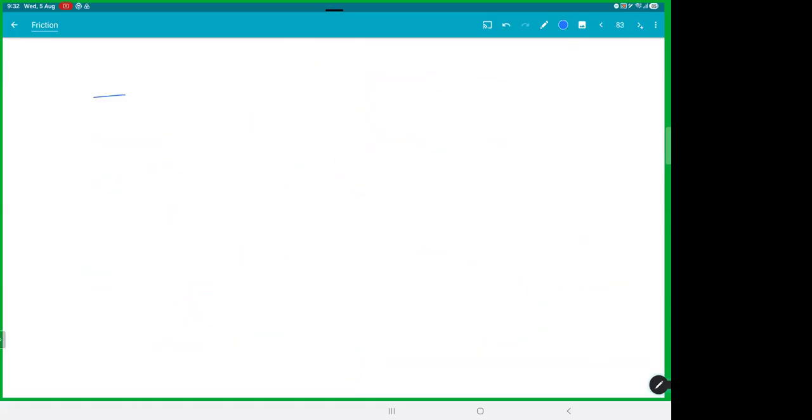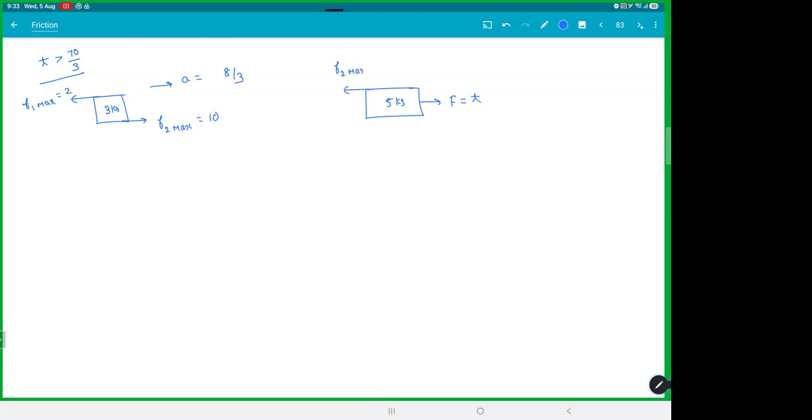Then you have to draw the free body diagram for this. This friction will be F2 max, which is 10. This is F1 max, which is 2. And this is the acceleration. So it will be 10 minus 2, 8 by 3. For the 5 kg, F is equal to 2, and this is F2 max equal to 10. This acceleration will be T minus 10 by 5.